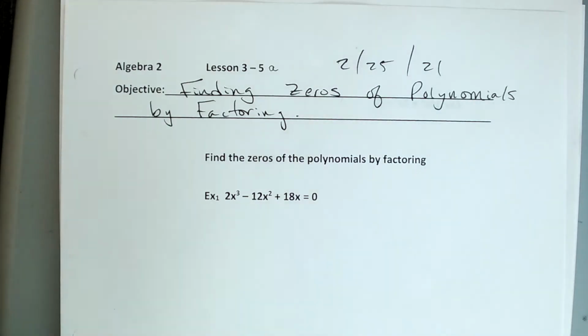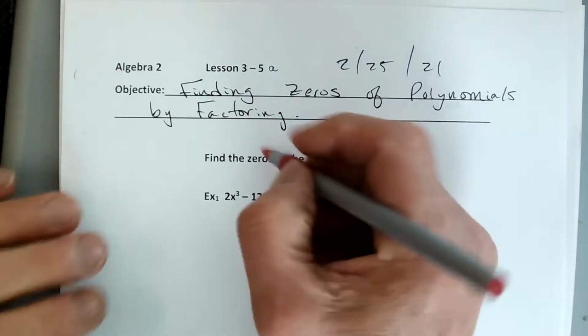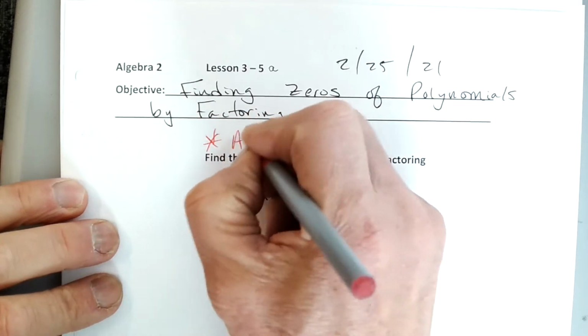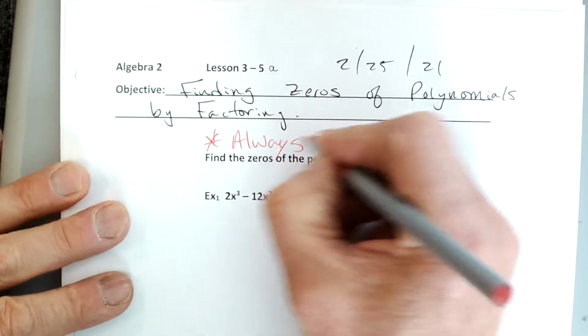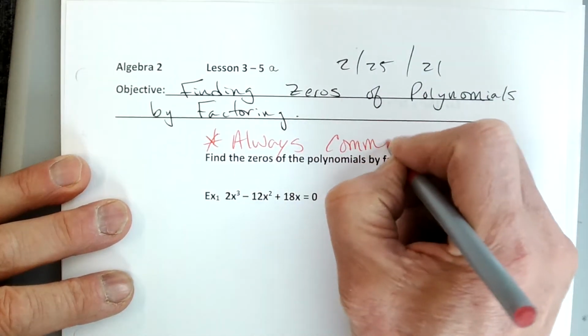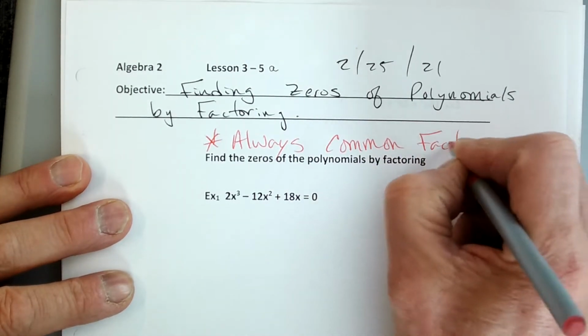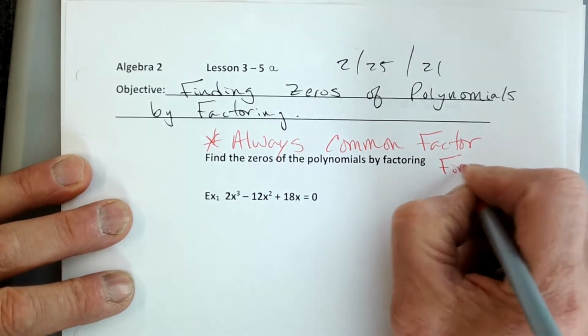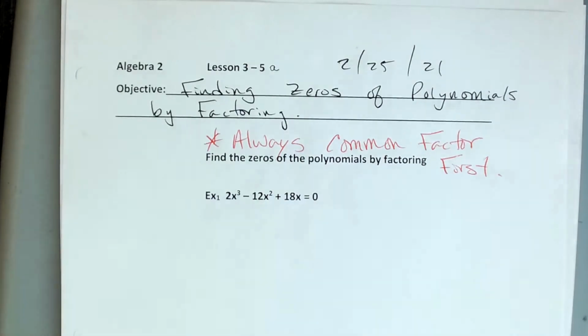So, same as always, I'm going to write this on here, that if we can, we always common factor first. If you can, right? I mean, sometimes you can't common factor, but if you can, it sure makes the problem much easier, okay?